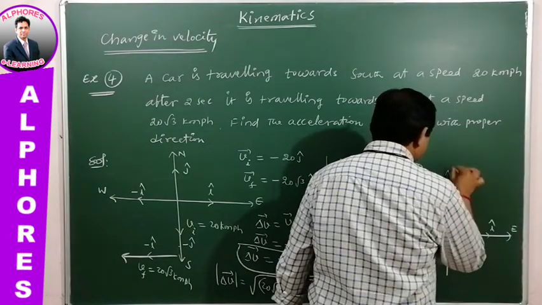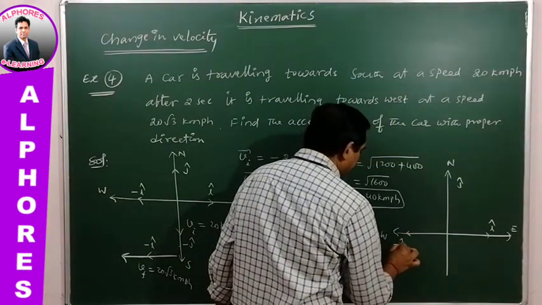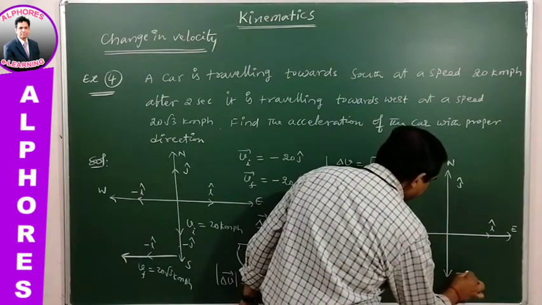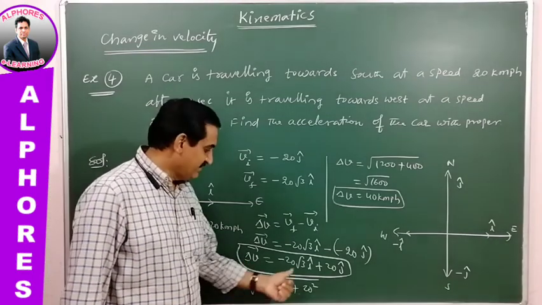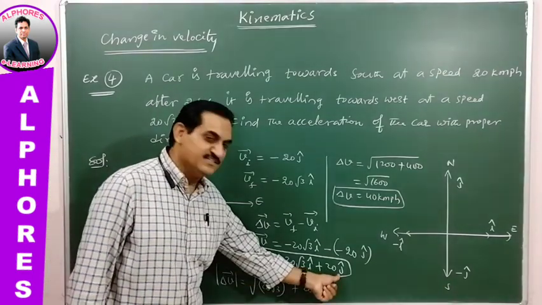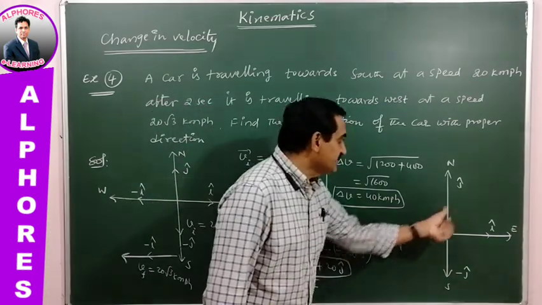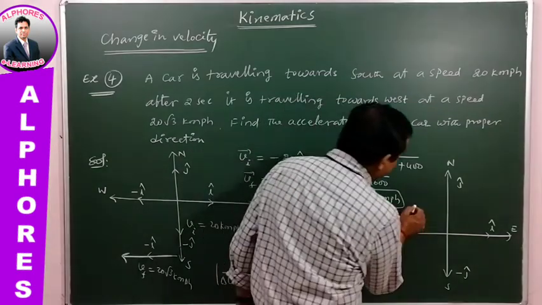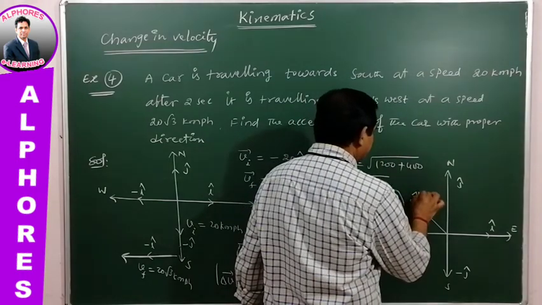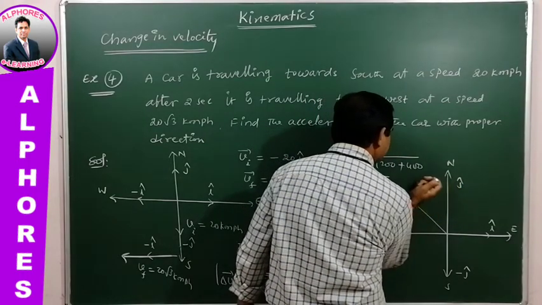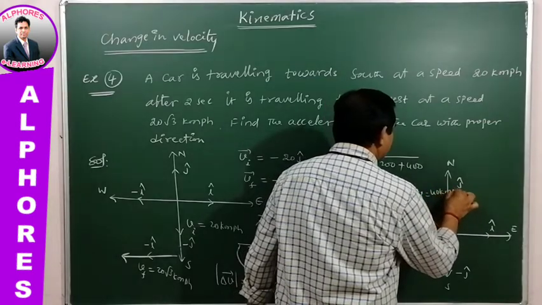This is j cap, north. This is west, minus i cap, and this is south, minus j cap. Here, this is the change in velocity. I cap is negative, j cap is positive. Therefore, the change in velocity will be in the second quadrant. This is the change in velocity, delta V, and its magnitude is delta V equal to 40 km per hour.